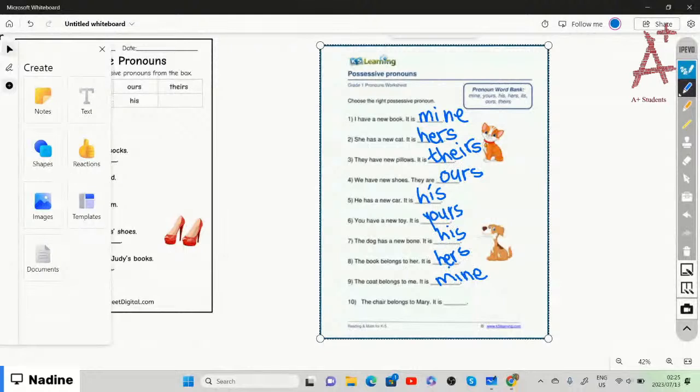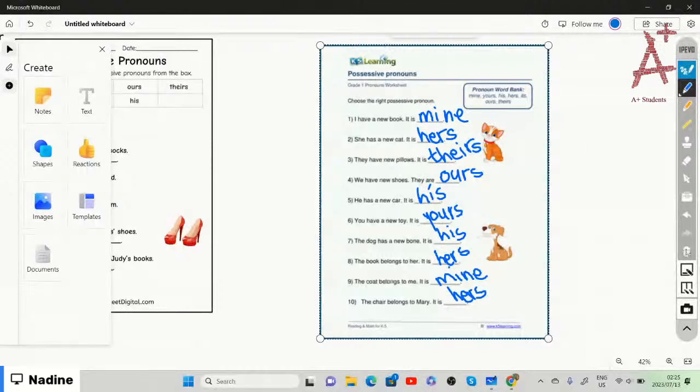The chair belongs to Mary. So if the chair belongs to Mary, then it is hers, right? Which is Mary's chair, right? And that is possessive pronouns. It shows possession, it shows ownership, and it shows that something belongs to that specific person or people or animal.